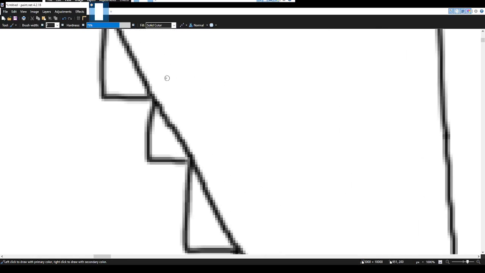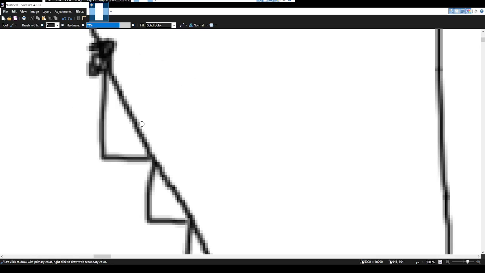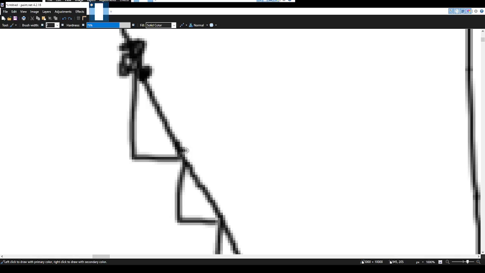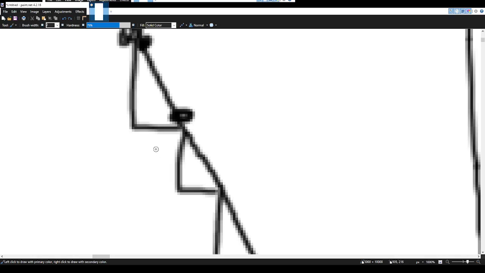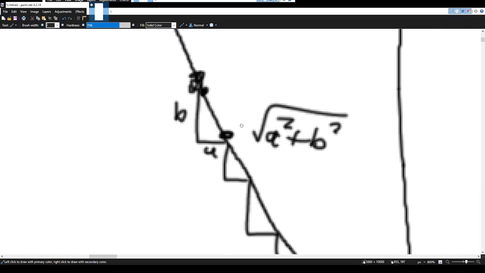But let's look at what this is right here, just the first one. We want this length right here, which is going to be, if this is A and this is B, the square root of A squared plus B squared. It's going to be this.